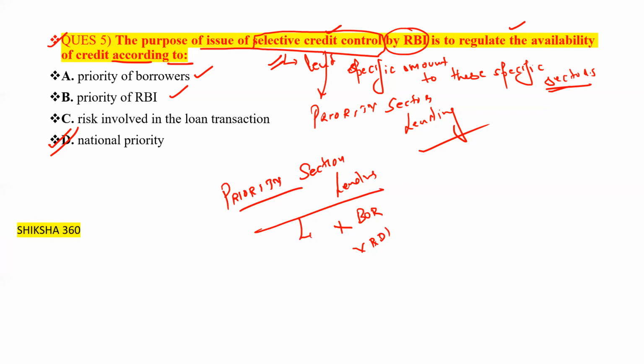So we can say that it is the national priority, basically for the development of the nation, clear. So basically we can say that it is the national priority. So option number D is the correct answer here, clear.